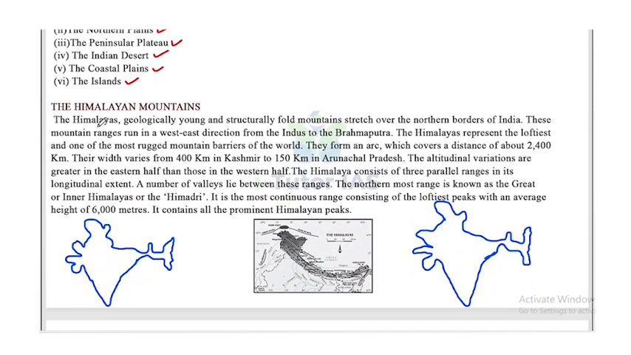The Himalayas are geologically young and structurally fold mountains. They stretch over the northern borders of India. These mountain ranges run in a west-east direction from the Indus to Brahmaputra. The Himalayas represent the loftiest and one of the most rugged mountain barriers of the world. They form an arc which covers a distance of about 2,400 km. The width varies from 400 km in Kashmir to 150 km in Arunachal Pradesh.